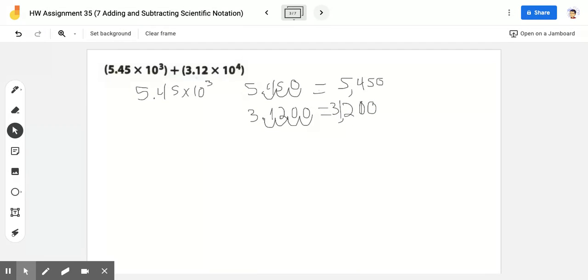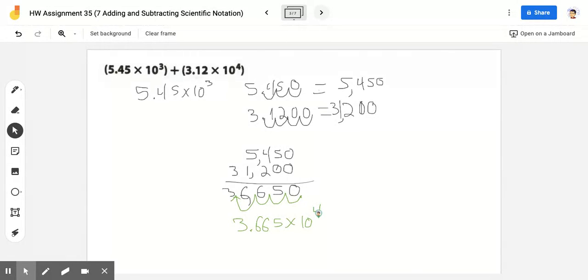Add these two values together. So I'm going to line up my values. 5,450 and 31,200. You can use a calculator to help you out with your addition if you need it. So we have 36,650. Written in scientific notation, I'll move my decimal point over 1, 2, 3, 4 places: 3.665 times 10 to the fourth power. So again, this is strategy one, turning to standard notation and then doing the addition.